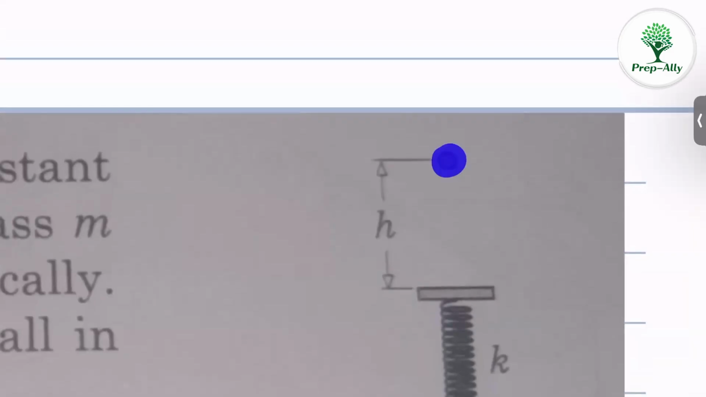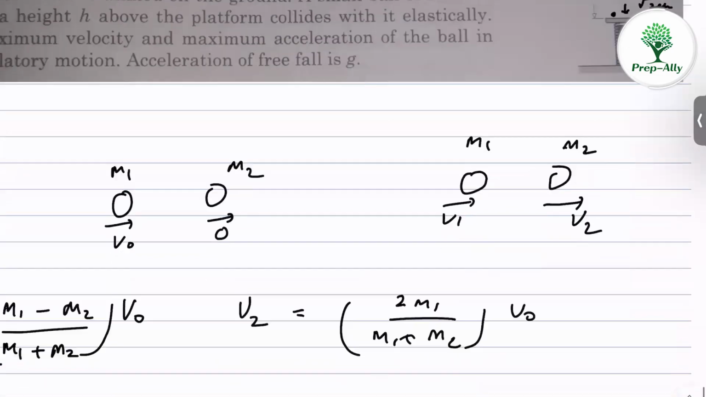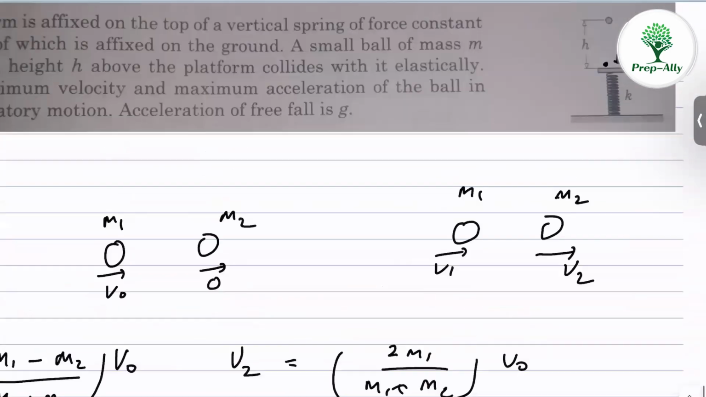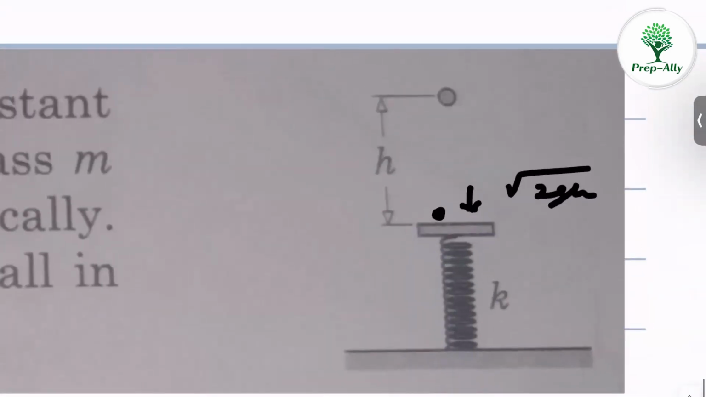Now when this ball and this light plank collide, just before collision, what is the ball velocity? Root 2 gh. Just after collision, how much will be the ball velocity? Root 2 gh. And what will be the plank velocity? Twice of root 2 gh. With that kinetic energy, it will try to compress the spring. How much compression can it do to the spring before losing all its velocity?